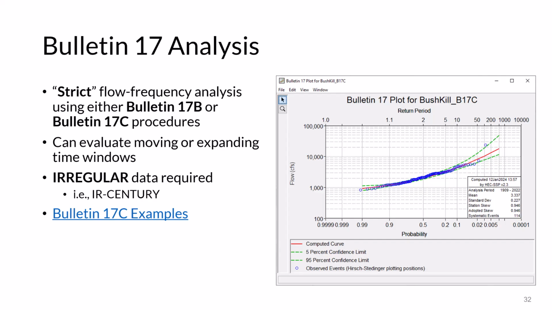A dataset must be irregular in order to be used in a Bulletin 17 analysis and must contain one and only one peak in each water year. We have an entire lecture and workshop dedicated to Bulletin 17 analyses later in this class, and we talk about this topic extensively in our flood frequency analysis class.